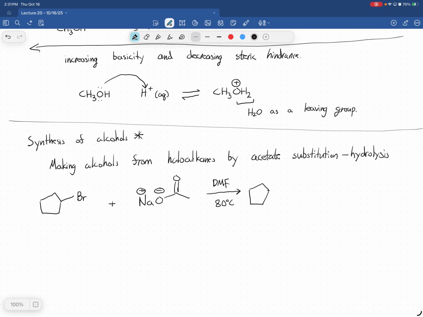Well, I don't think the ring would break, so let's keep the ring intact. But what would be happening here? Yes, we're going to form a bond to acetate now. That's the substitution part. I'm just drawing the organic product, but here I could write the byproduct, sodium bromide. You don't have to write this on the exam. So sodium bromide is our byproduct.